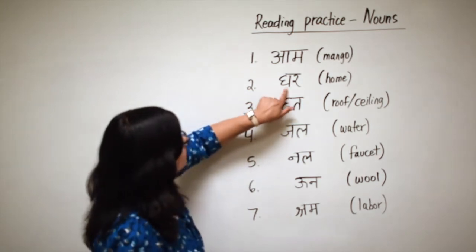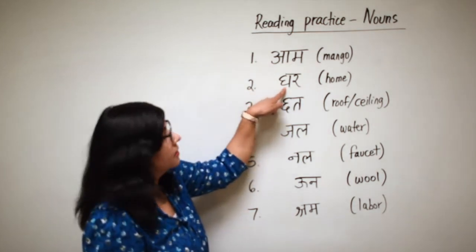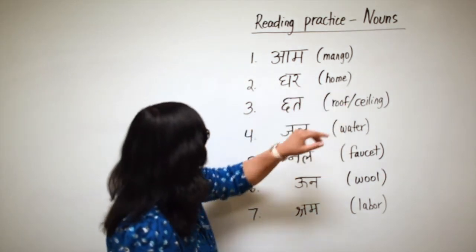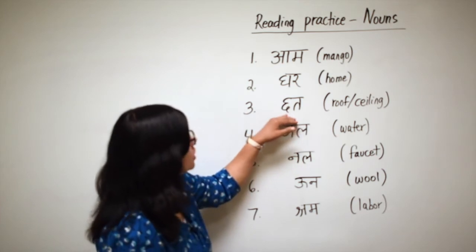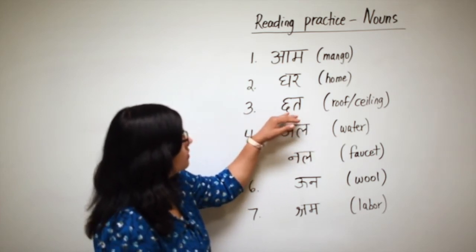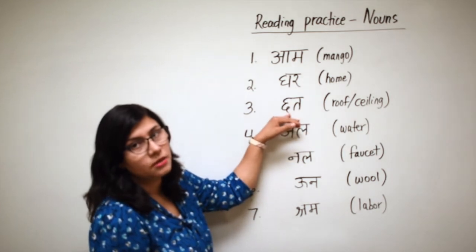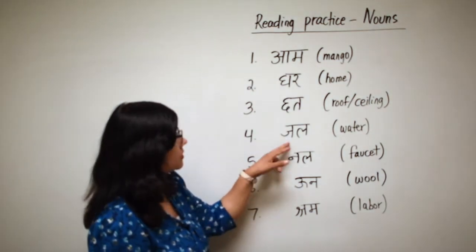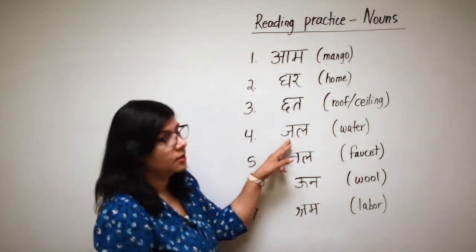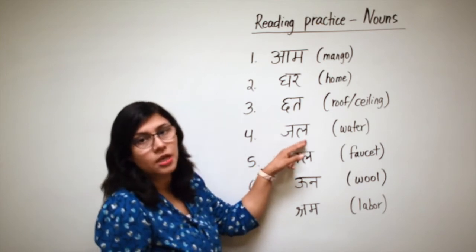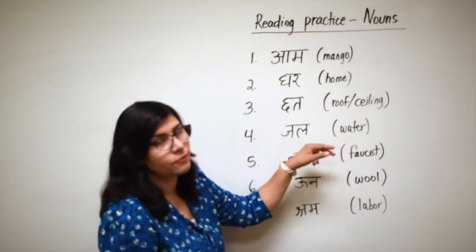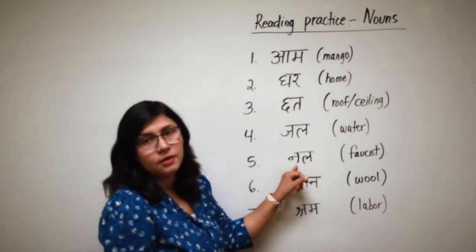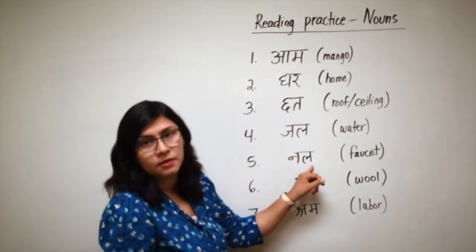The second one, we have G-R, ghar, okay, that means home. Number three, ch, t, chhat, ch, t, chhat, means roof or ceiling, okay. The next one, we have j, l, jal, okay. It's a formal name for water, okay.